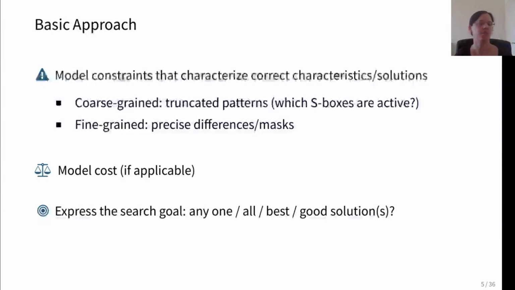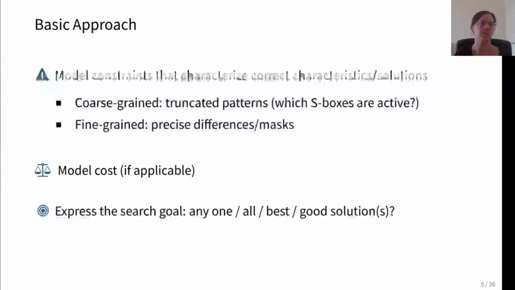But what we also often want to do is we want to somehow model the cost of a particular solution. Since we are looking for the best possible or a very good characteristic, we need to somehow define what the cost of a characteristic is. And in some languages, this is very easy to express, and in others, it's rather painful.